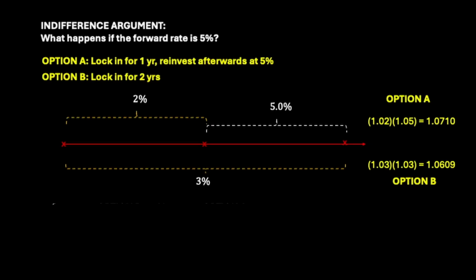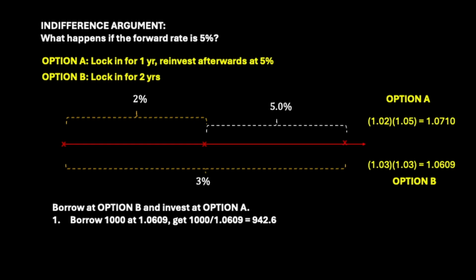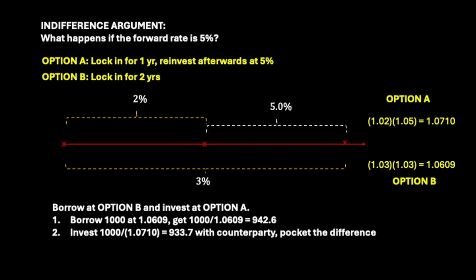What if F is 5%? Here we see that the accumulation when locked in is lower, indicating that B is the cheaper funding source. So you borrow from B, then invest in A. In this case, borrowing from the lock-in rate gives you 942.6. So you turn around and invest 933.7 in A. The difference between the two being your arbitrage profit. At maturity, you receive 1,000 from A, which you use to pay B, and that closes this transaction.